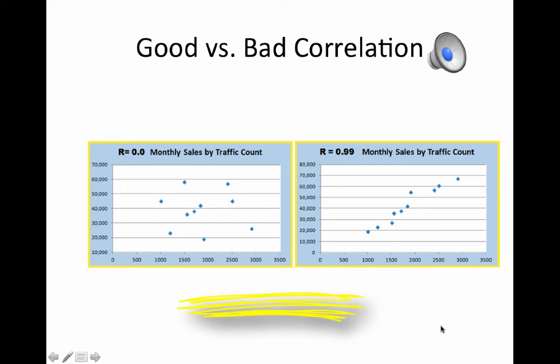This example shows good correlation versus bad correlation. Bad correlation is on the left, where it has no correlation at all. You can see it's 0.0 for monthly sales by traffic count. On the right, it's closer to 1, so it has a really good correlation because the dots are more in a line, but on the left, they're not in a line.